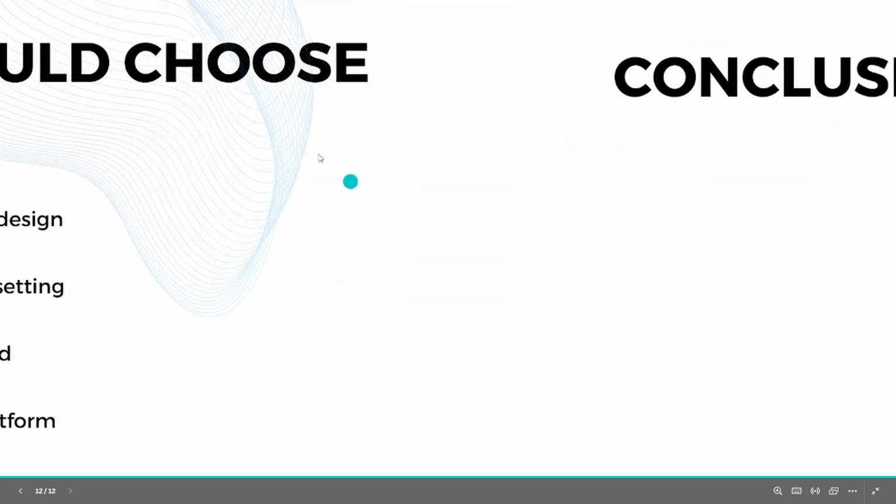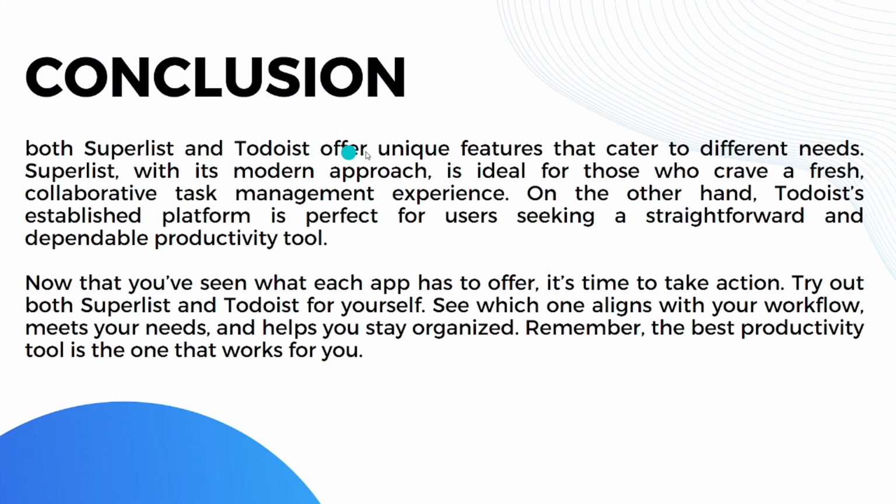So yes, that's it. In conclusion, both Superlist and Todoist offer unique features that cater to two different needs. Superlist, with its modern approach, is ideal for those who crave a fresh, collaborative task management experience. And on the other hand, Todoist, an established platform, is perfect for users seeking a straightforward and dependable productivity tool. Now that you've seen what each app has to offer, it's time to take action. Try out both Superlist and Todoist for yourself. See which one aligns with your workflow, meets your needs, and helps you stay organized. Remember, the best productivity tool is the one that works for you.